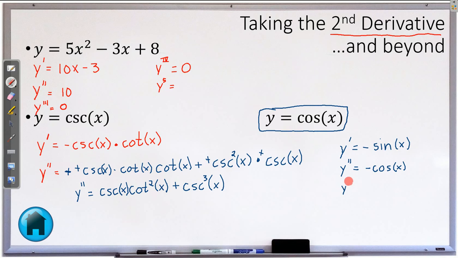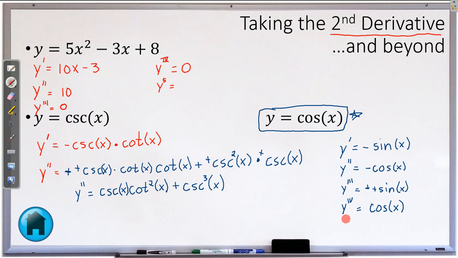Now, keep going. What is the third derivative? Well, the derivative of cosine is negative sine. But there was that negative in the front to begin with. So now there are two negatives, so that actually became positive. Now let's find the fourth derivative. Well, the derivative of sine is just cosine. Wait a minute. Isn't that where we started?